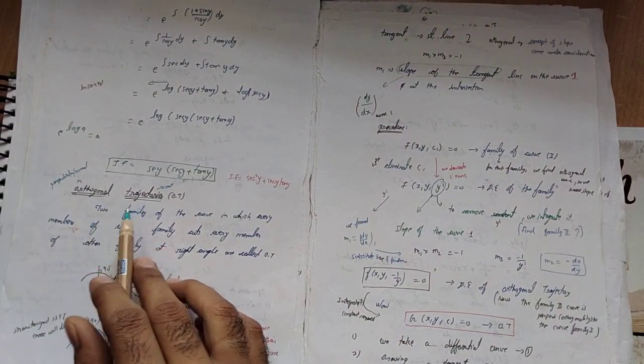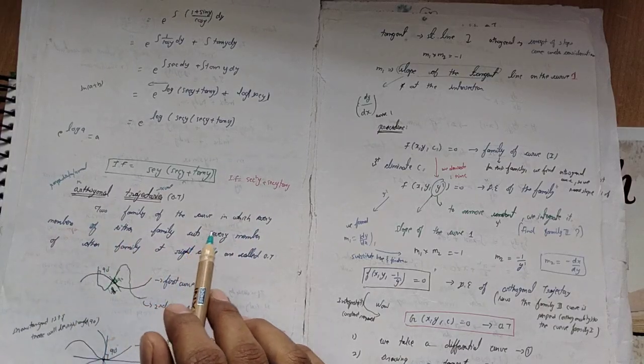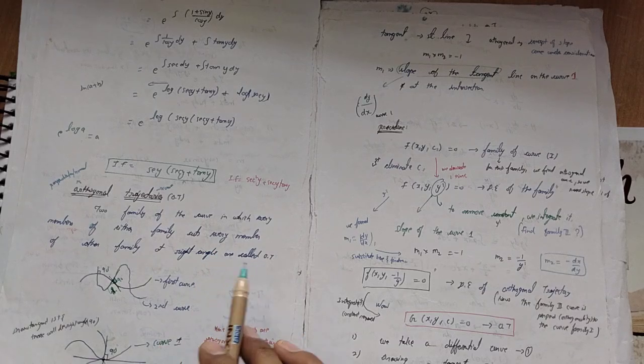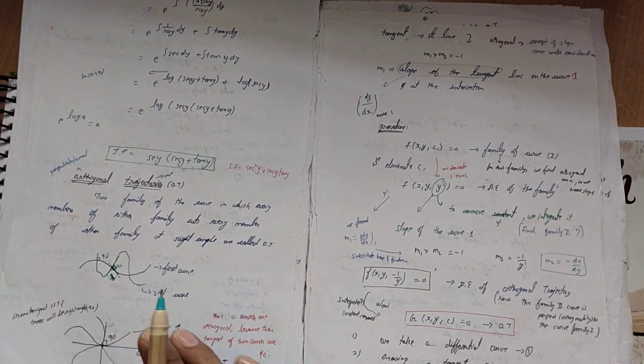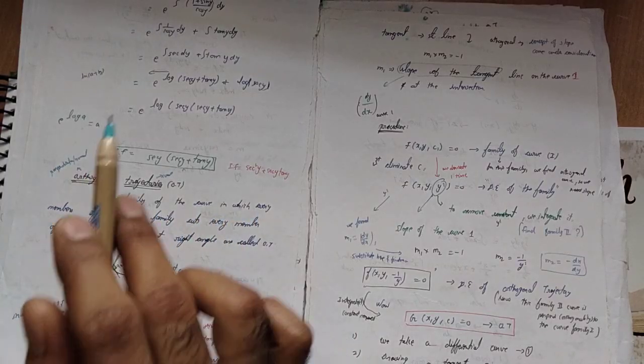So next thing is orthogonal trajectory. Two families of curves in which every member of either family cuts every member of the other family at right angles are called orthogonal trajectories. Okay, I think you got the point. So when one member cuts the other member, it is called an orthogonal trajectory.